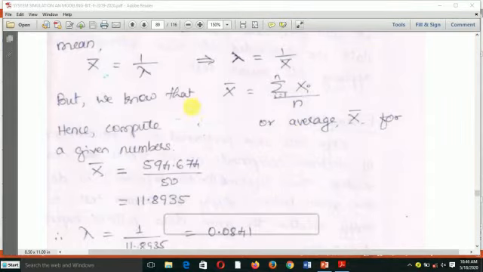So here the mean will be equal to 1 divided by lambda, and lambda will be equal to 1 divided by the mean. As we know, the mean will be equal to the summation of xi divided by n. It means that the mean will be equal to the summation of all the values we have in the list, divided by n.